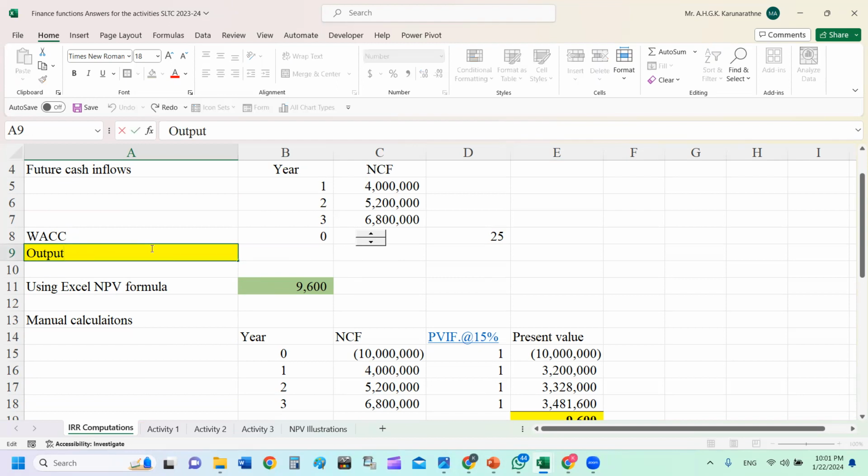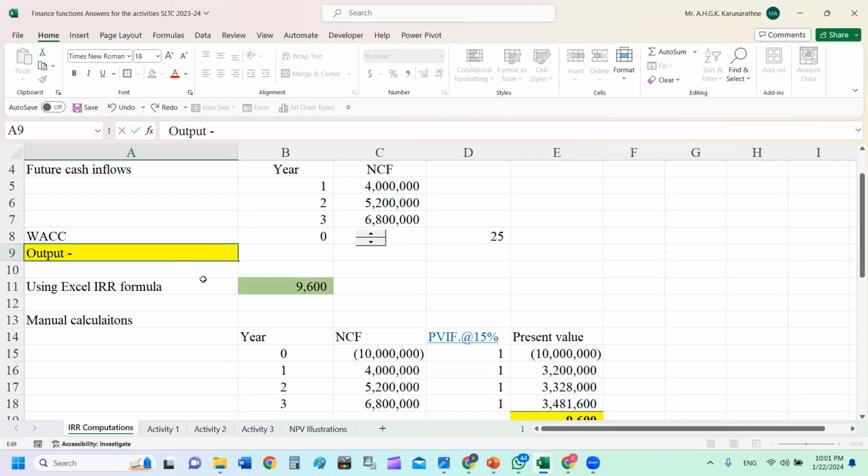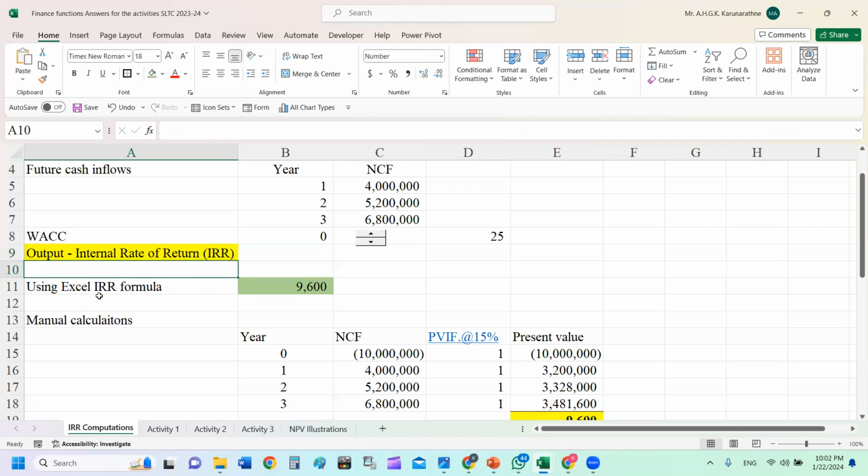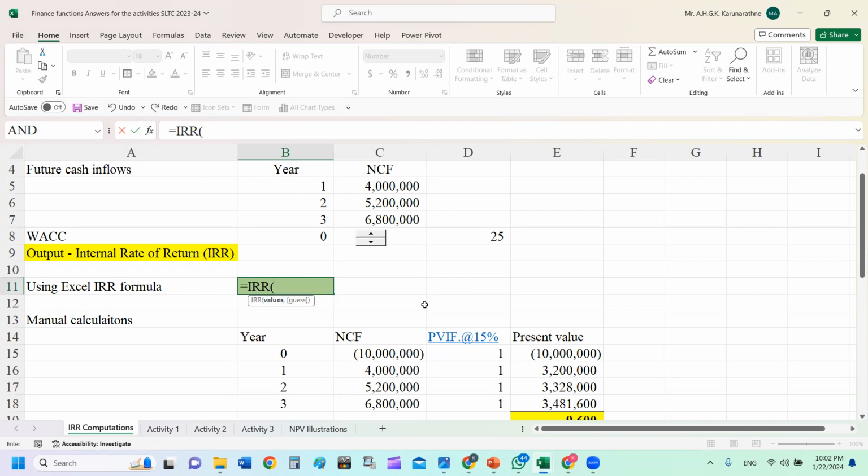What is the output? Our output is IRR, right? Using Excel, this time not NPV, we compute IRR, the internal rate of return formula. IRR is what we are trying to achieve. There's a dedicated formula. What is the dedicated formula? Equal, type IRR, double click.